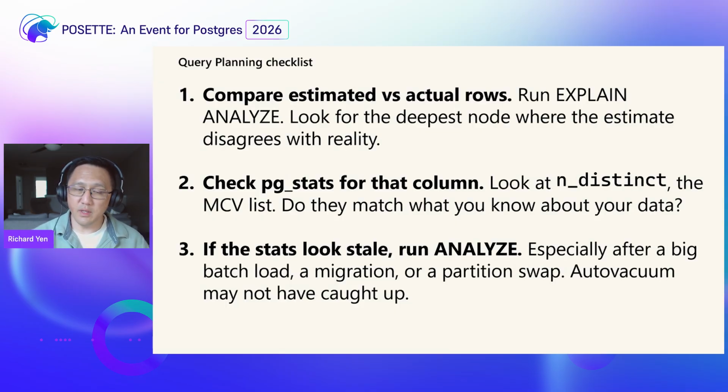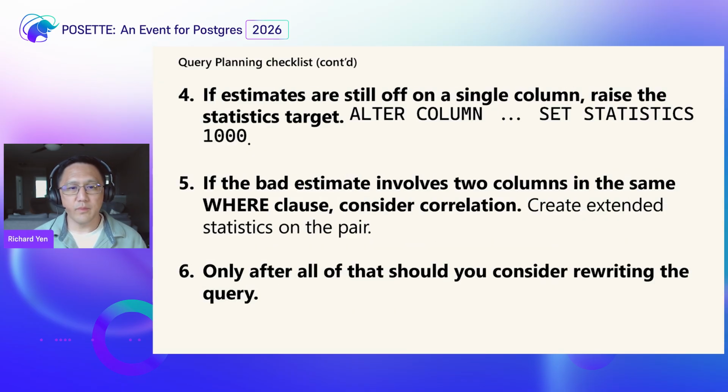The reason the statistics might be stale could be because auto vacuum or auto analyze hasn't gotten around to that table to analyze it for you. So you might need to manually analyze it. If estimates are still off, maybe you might need to increase the statistics. Like I mentioned earlier, Postgres by default captures just 100 buckets. You might need to increase it to 1,000 or more. I think you can go up to 10,000 if you need to.